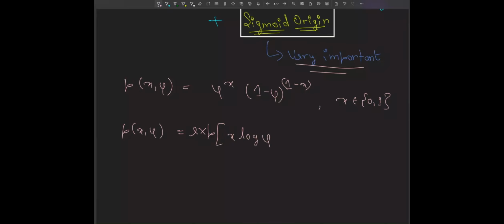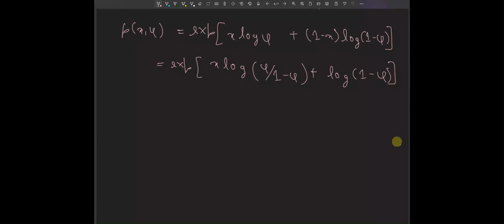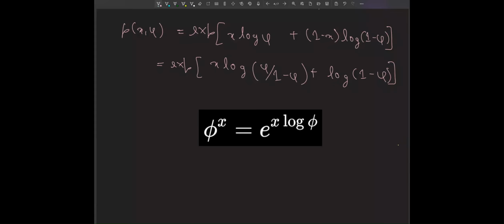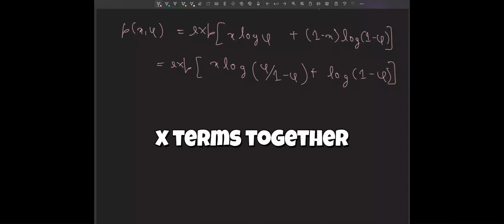x log phi plus (1 minus x) log (1 minus phi), which can be written as x log (phi upon 1 minus phi) plus log (1 minus phi). We just use the fact that phi to the power x is the same as e to the power x times log phi. That is just the definition of logarithms. And then we collected the x terms together and factored them out.